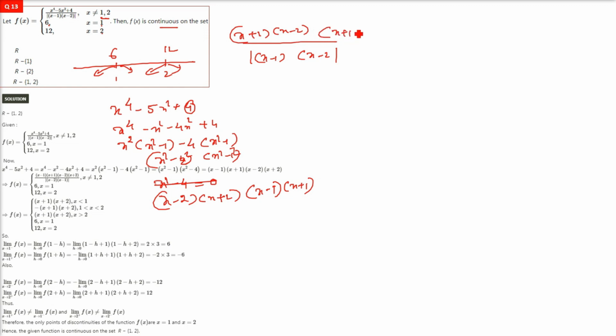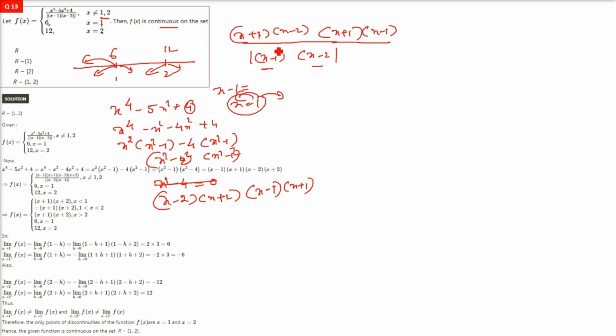Right. Now you have to be very careful about where this value x minus 1 into x minus 2, or x minus 1 separately and x minus 2 separately, they are going to be equal to negative or positive. So when you go on the left of 1, what will be the value? Mod x minus 1. See, 1 is the deciding point for x minus 1. Above 1, x minus 1 will be positive. Below 1, x minus 1 will be negative.